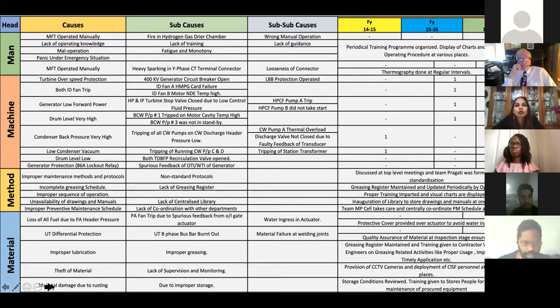So this is one short slide that indicates the head causes, the sub causes, and then the sub-sub causes. Just imagine a material failure at a welding joint can also lead to tripping, and that's not a short tripping. That's going to be tripping for maybe 36 hours sometimes.